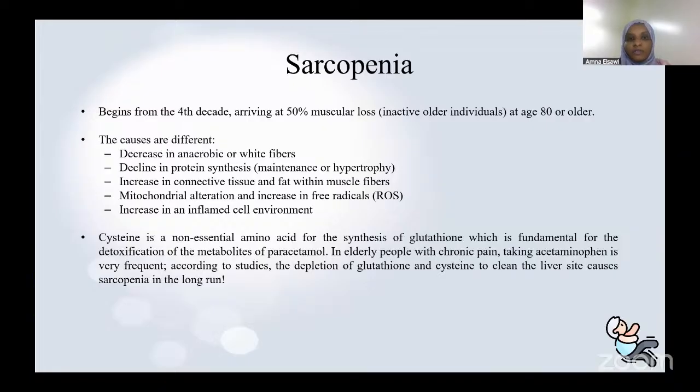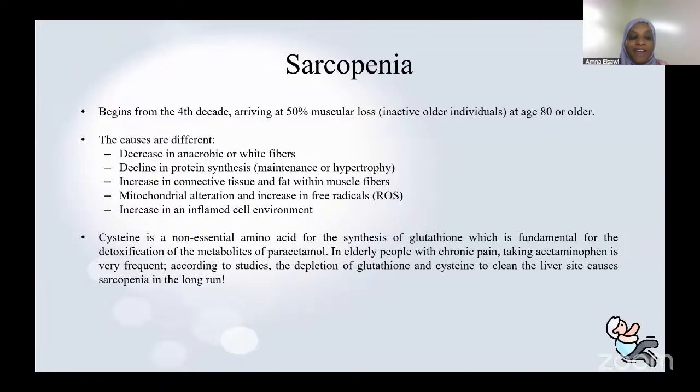Now, the causes are different, but they include a decrease in what's known as anaerobic or white fibers. There's also a decline in protein synthesis with age, which really affects the maintenance of muscles and causes atrophy of muscles. Also, one of the causes of sarcopenia is an increase in connective tissue and fat within the muscle fibers, replacing the white fibers.